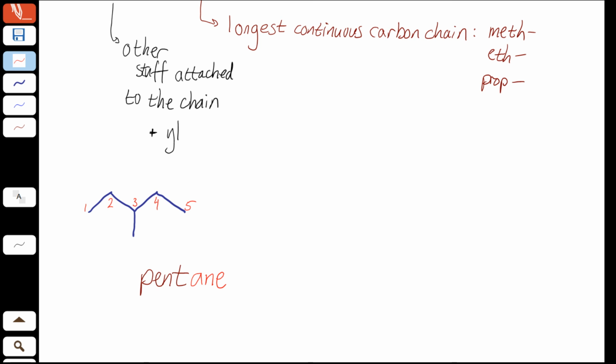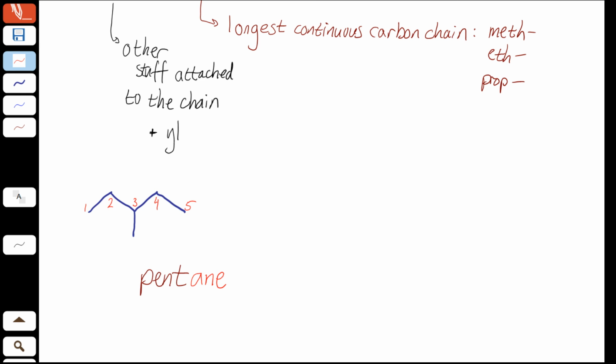Okay, so now it's time for our prefixes, which is the stuff that's hanging off here. So what's hanging off of the parent chain here? How many carbon groups? Just one group, right? And that group just has one carbon in it. So we would need to know how many carbons are in the group and where it is on the chain. So which carbon is it on the chain? It's on the third carbon. A one carbon group is called a methyl group.